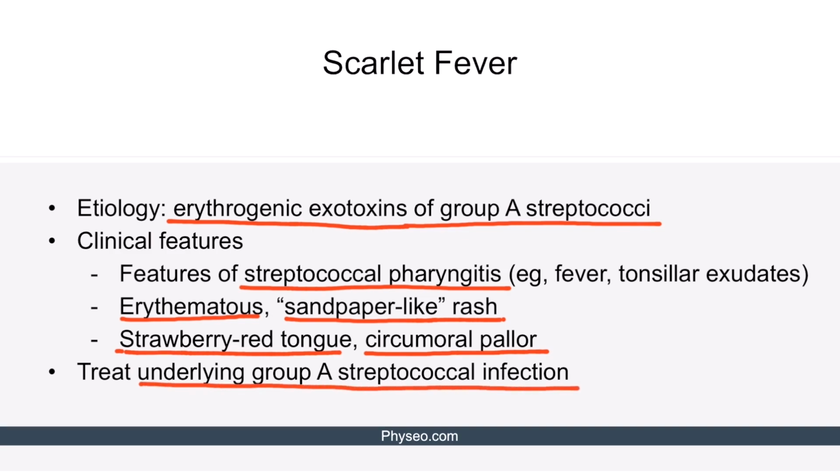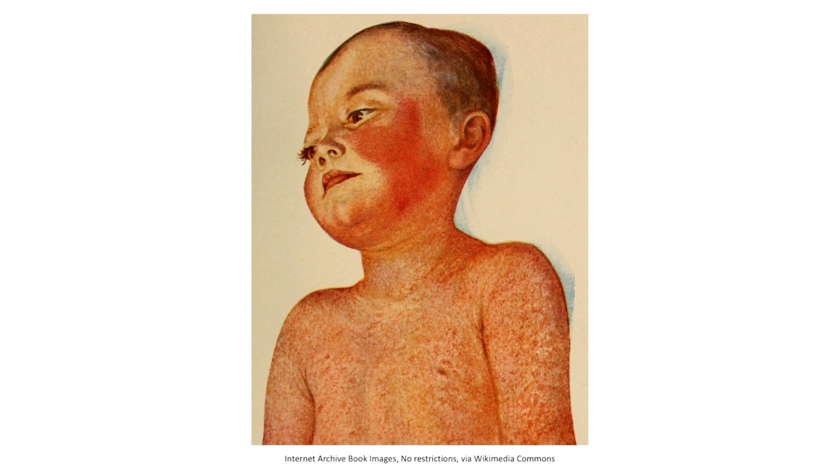A streptococcal infection. Here is an image depicting the typical sandpaper-like rash associated with scarlet fever. It tends to be most pronounced in the skin folds and tends to desquamate, resulting in peeling of the skin, most often on the hands and feet. Also note the characteristic reddening of the cheeks and the paleness of the skin around the mouth, which is what clinicians call circummoral pallor.